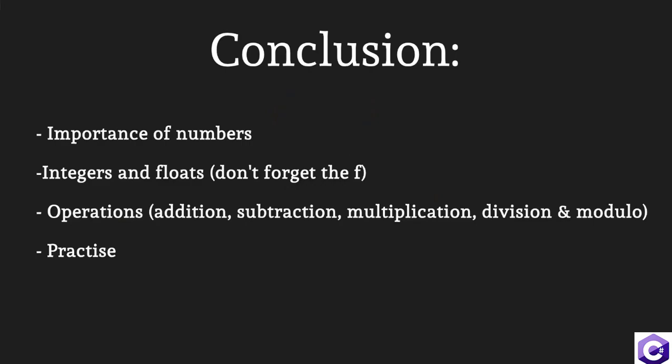Alright, so to conclude, in this video we covered the importance of numbers in game development. We talked about the two kinds of numbers that exist, which are integers and floats, and do not forget to put the letter F at the end of your floats. We then quickly covered the different types of operations that you can do with them, and you maybe learned for the first time about the modulo operator that returns the remainder of a division. Finally, we practiced using numbers together.